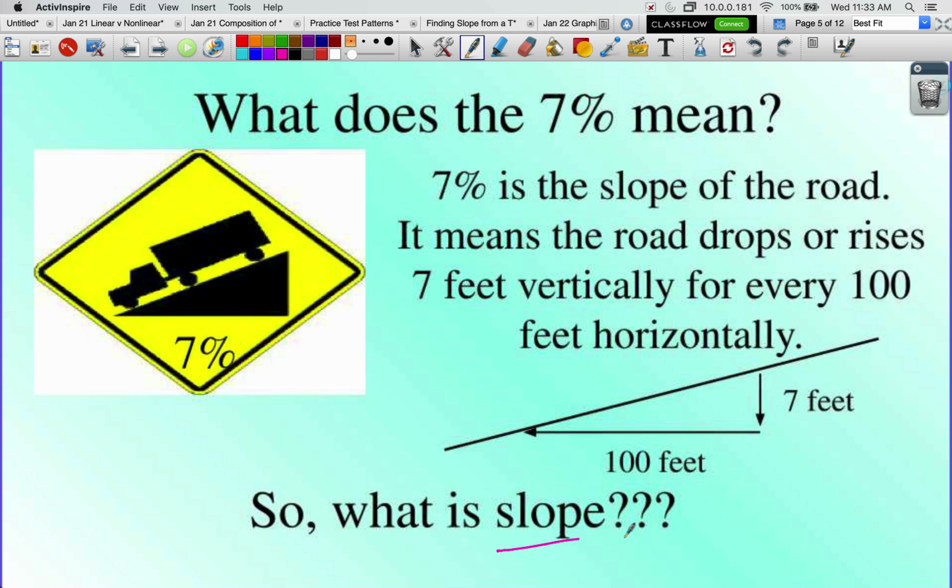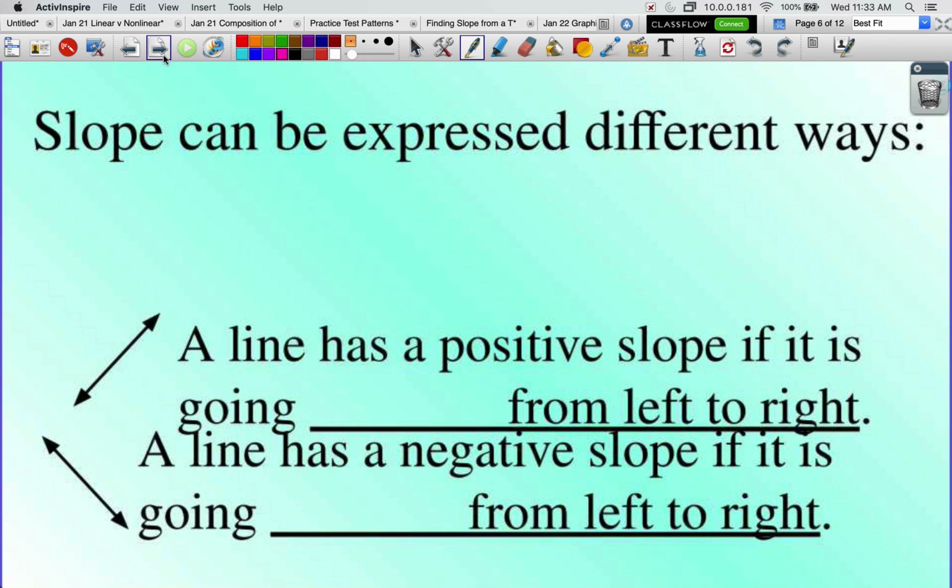So what is slope? Slope can be expressed in different ways. A line has a positive slope if it's going up from left to right, like this line here. You always go along your lines left to right. A line has a negative slope if it's going down from left to right. So just always imagine somebody standing on this line and they're walking to the right. Are they going uphill or are they going downhill?